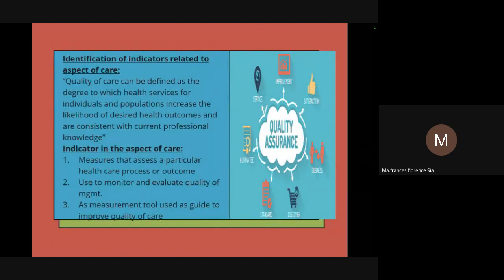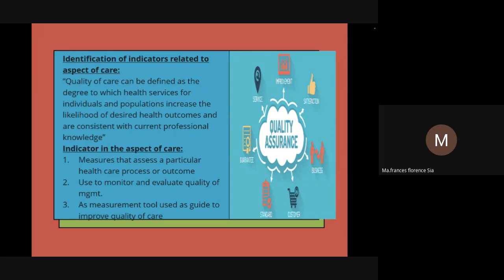So, identification of indicators related to aspect of care. Quality of care can be defined as the degree to which health services for individuals and populations increase the likelihood of desired health outcomes and are consistent with current professional knowledge. The use of the indicators enables professionals and organizations to monitor and evaluate what happens to patients as a consequence of how well professionals and organizational systems function to provide for the needs of the patient.